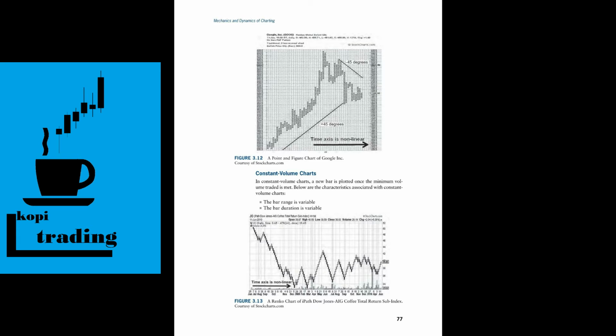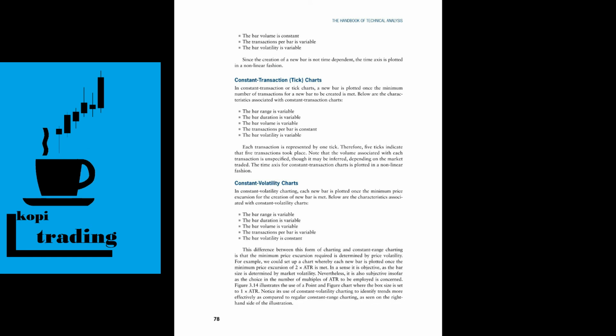Figure 3.13. A Renko chart of iPath Dow Jones AIG Coffee Total Return Subindex. Courtesy of stockcharts.com. The bar volume is constant. The transactions per bar is variable. The bar volatility is variable. Since the creation of a new bar is not time dependent, the time axis is plotted in a non-linear fashion.